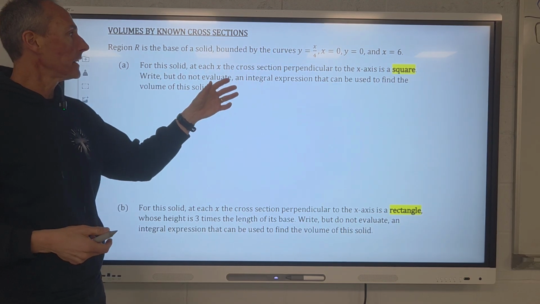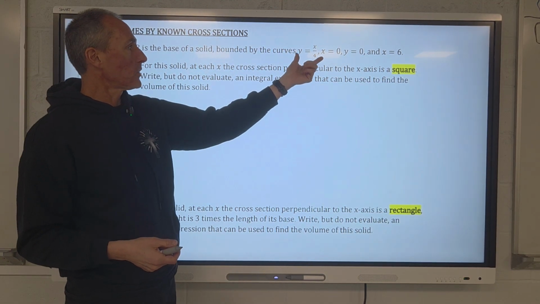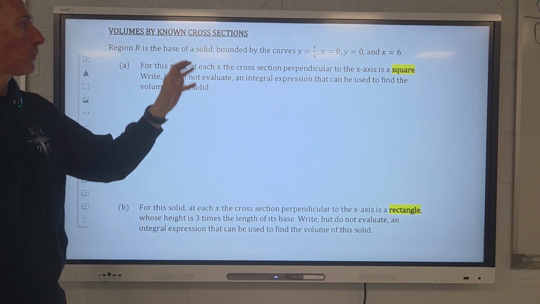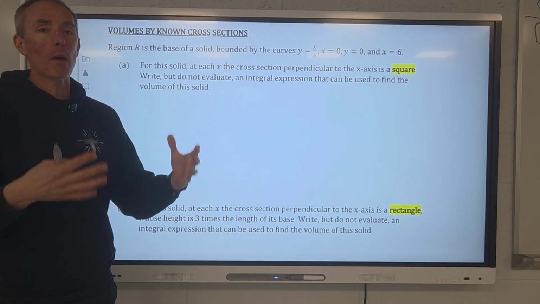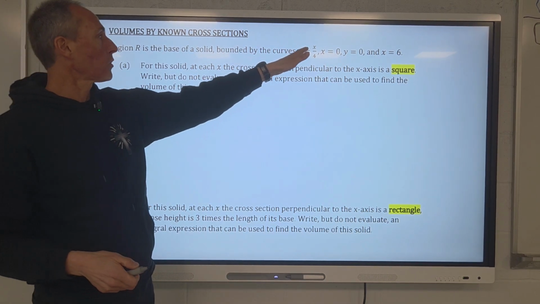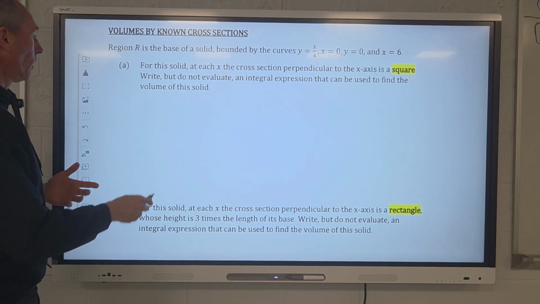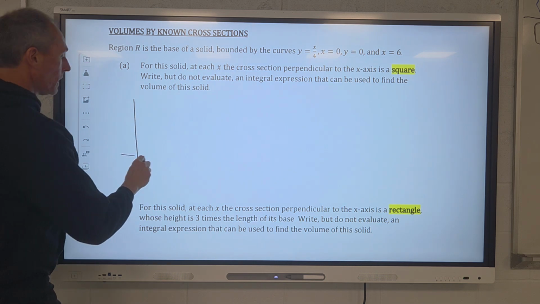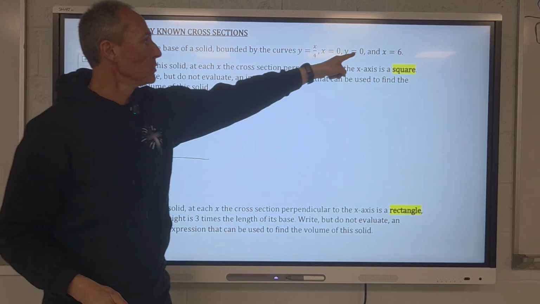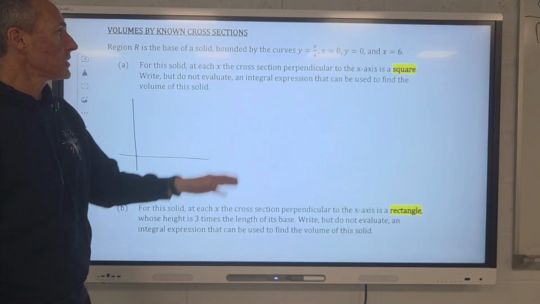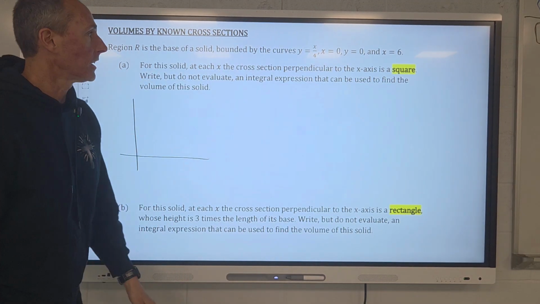represent the base of a solid, and it's going to be formed by the intersection of all those curves right there, right? So first thing we could do, as usual, is probably just draw it out. So y equals x over 4, that's just a line, right? So take your time, plot some things. I think the easiest thing to do is use that x equals 6 to our advantage. We're bounded by the x and y axis here, right?